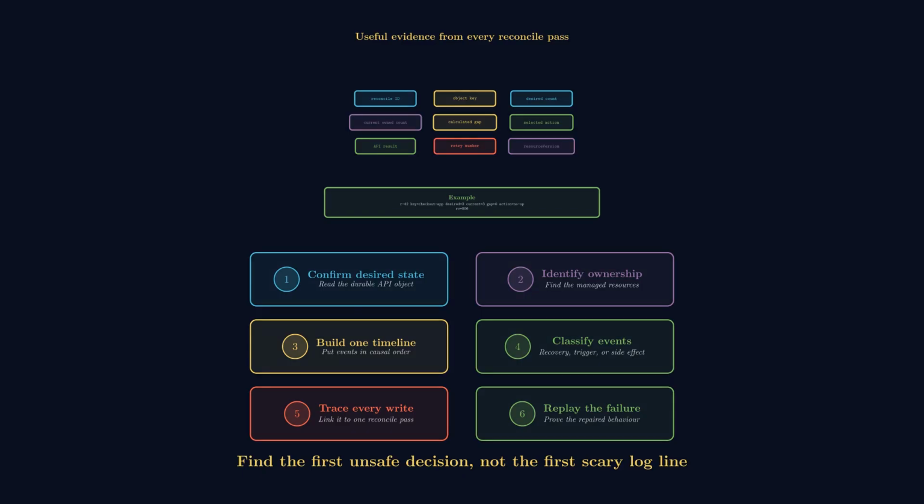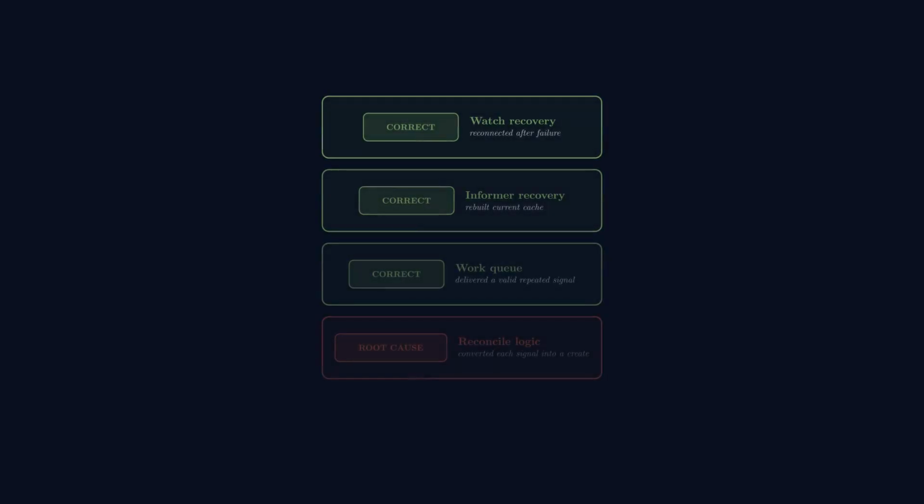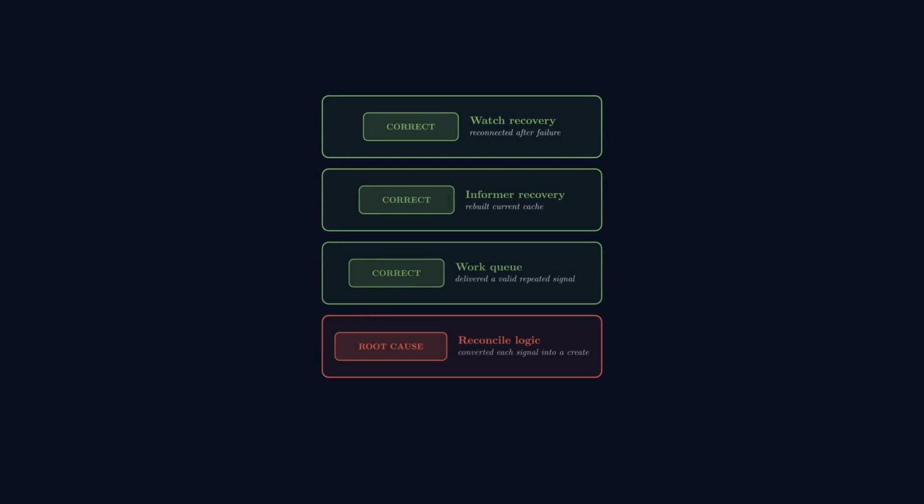The final conclusion is simple. The watch recovered correctly. The informer rebuilt correctly. The work queue retried correctly. The controller reacted incorrectly. Distributed systems repeat signals, so safe controllers must repeat decisions without repeating damage.